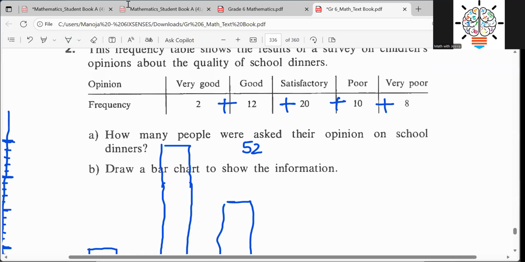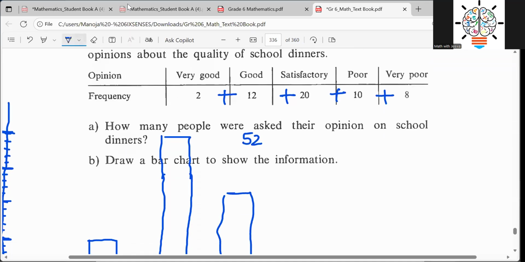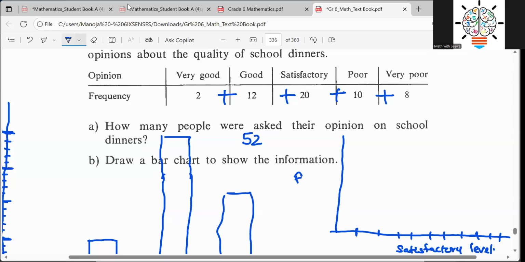So then draw a bar chart. The same thing we should do, children. To this side you have the things that we should have: very good, then good, then satisfactory, then poor, and very poor, like this. And to the other side, this we call the satisfactory level. And this side we have the frequency, that means the number of students, right? So then you can have your own scale and you can draw the graph.